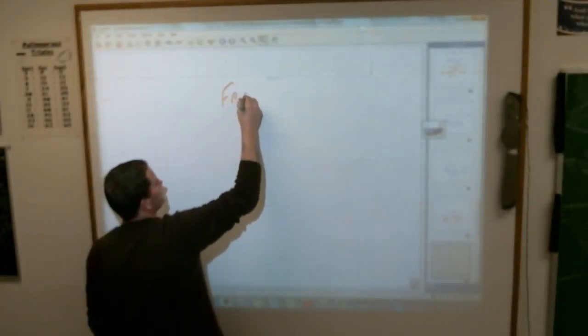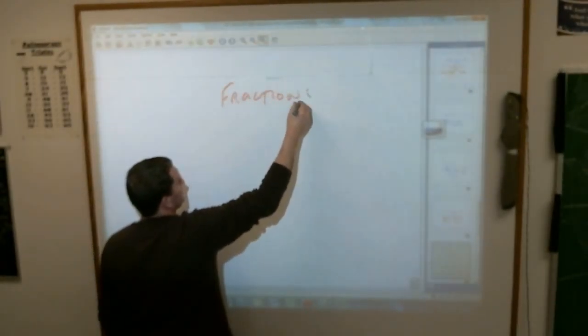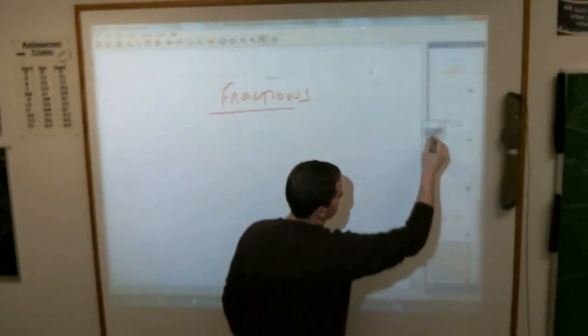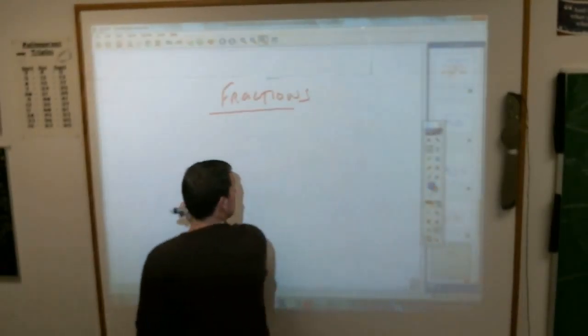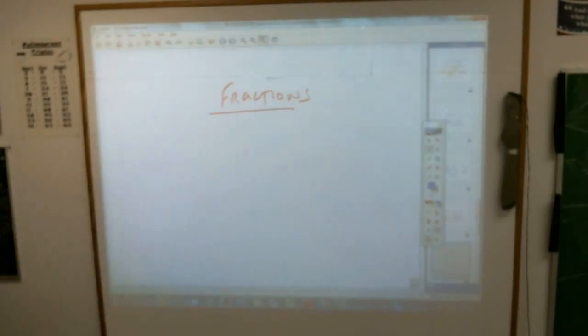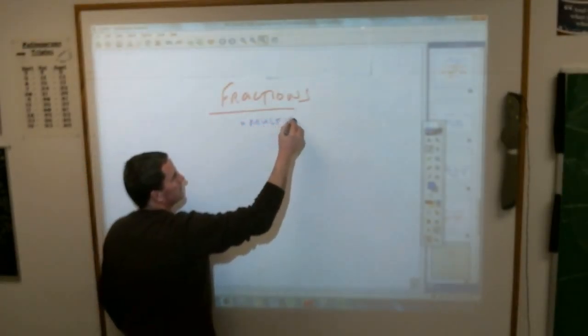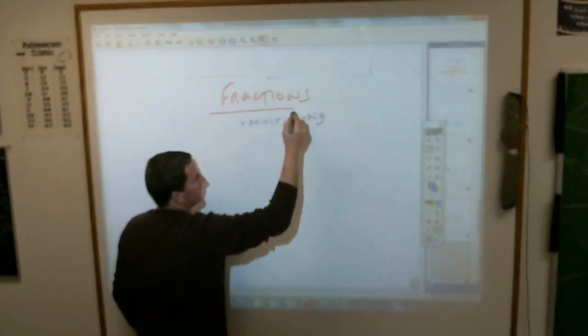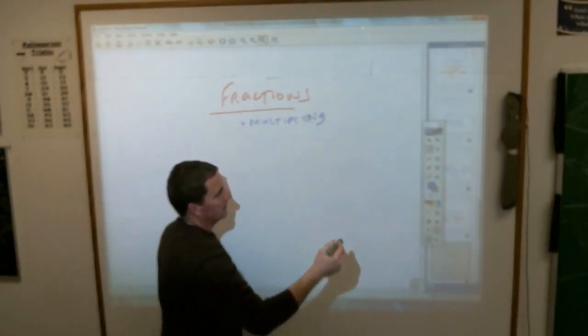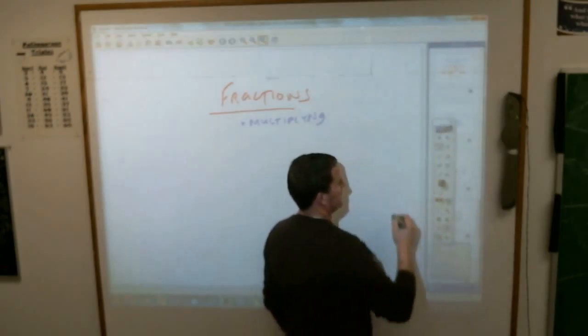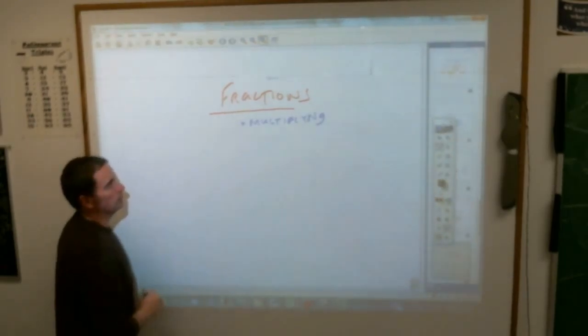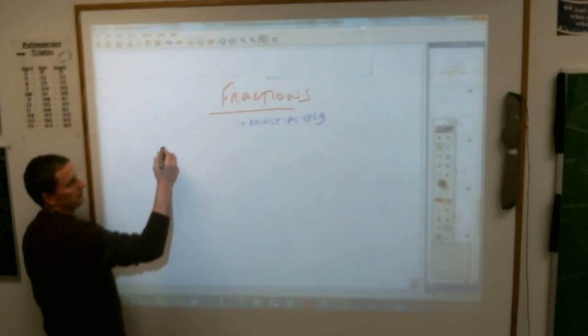Under fractions, today we are looking at multiplying fractions. Fraction multiplication is about the easiest thing that you can do with fractions. Keep these things in mind.